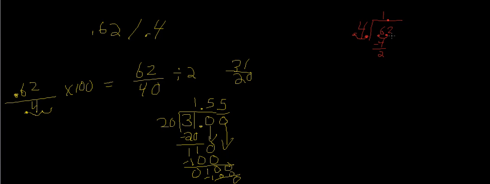2 is less than 4. Drop down the 2. How many times does 4 go into 22? Goes in 5. 5 times 4 is 20. Subtract. We have 2. 2 is less than 4. There's a 0 here, so we can drop down the 0. 4 goes into 20 5 times. 5 times 4 is 20.